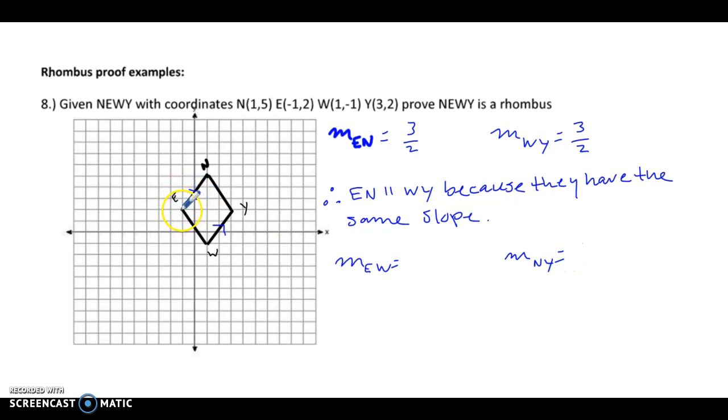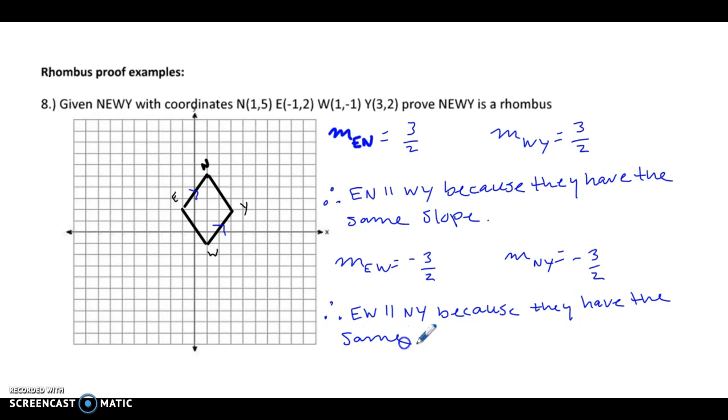And so the slope of EW is down 1, 2, 3, to the right 2, negative 3 over 2. And the slope of NY is also negative 3 over 2. And so I can draw another conclusion saying that EW and NY are parallel. EW is parallel to NY for the same reason: they have the same slope. And mark them parallel on your diagram. We can do double arrows this time.